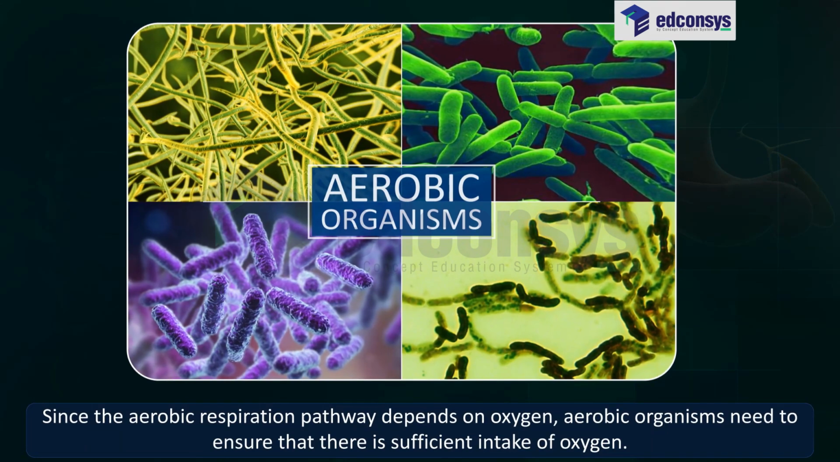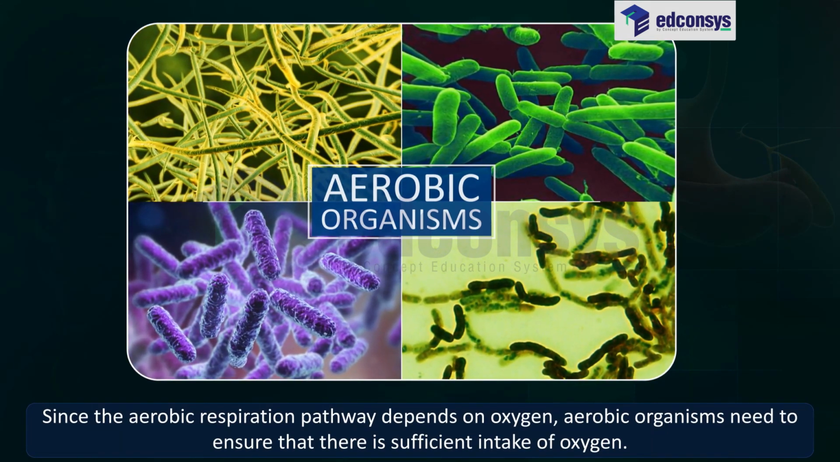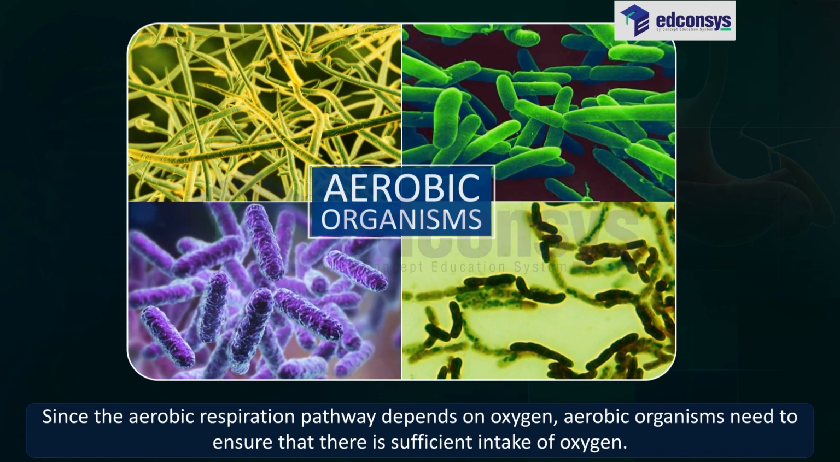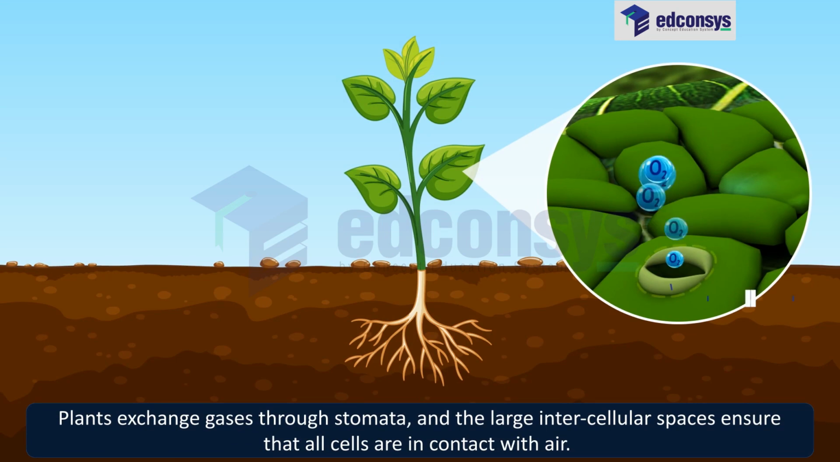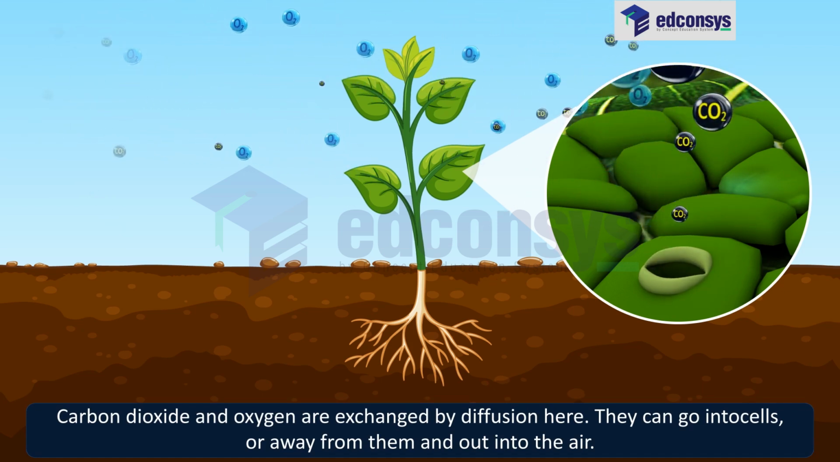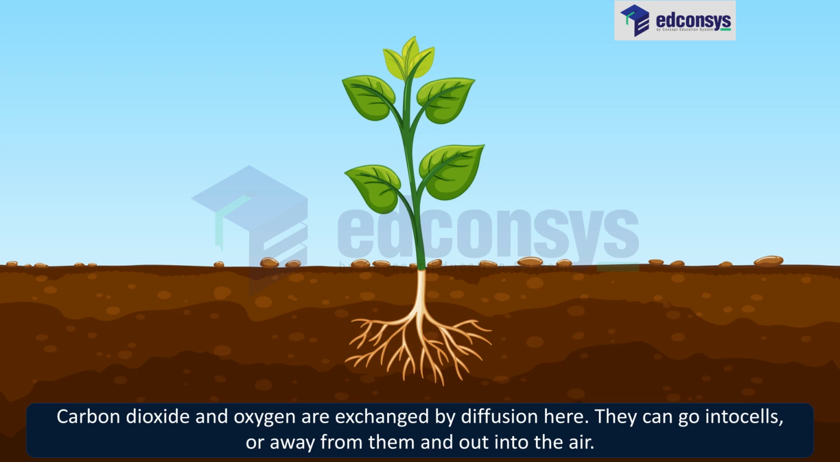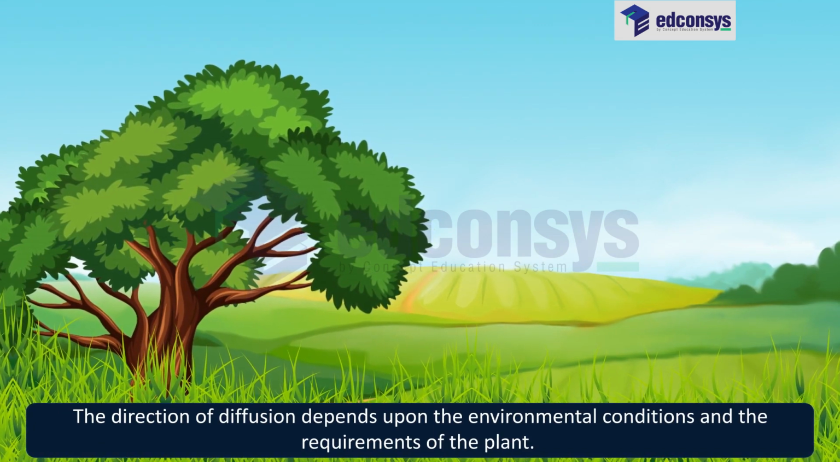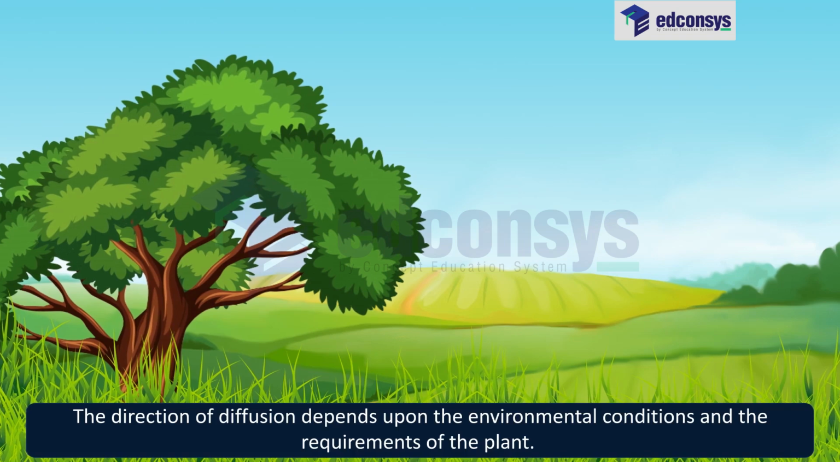Since the aerobic respiration pathway depends on oxygen, aerobic organisms need to ensure that there is sufficient intake of oxygen. Plants exchange gases through stomata, and the large intercellular spaces ensure that all cells are in contact with air. Carbon dioxide and oxygen are exchanged by diffusion here. They can go into cells or away from them and out into the air. The direction of diffusion depends upon the environmental conditions and the requirements of the plant.